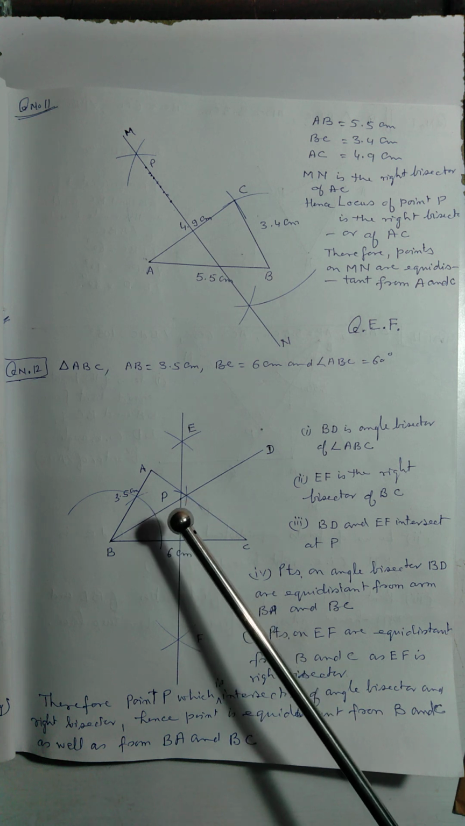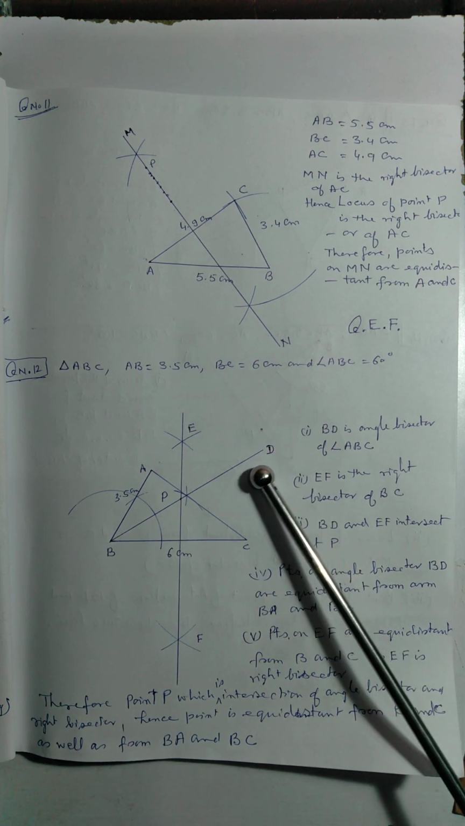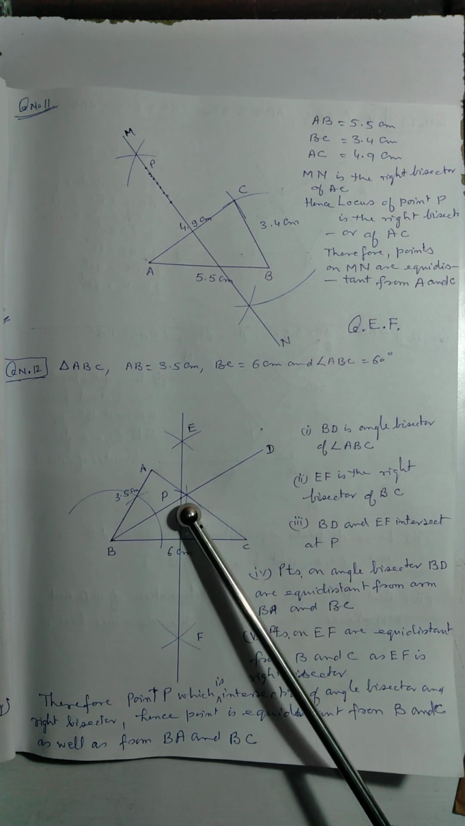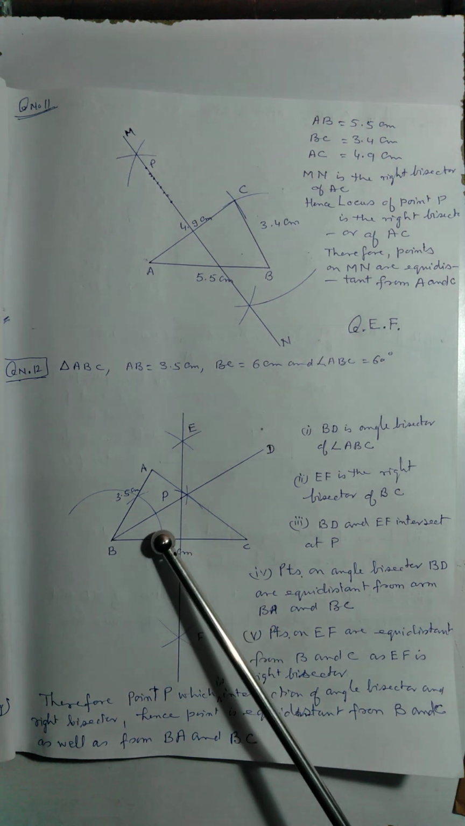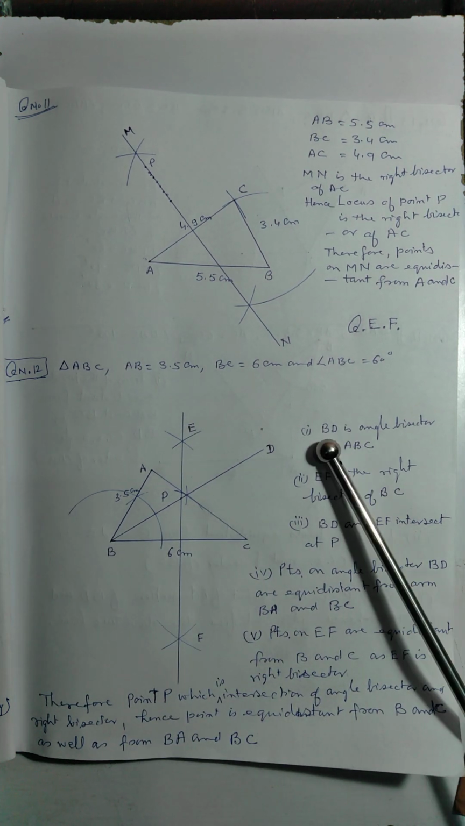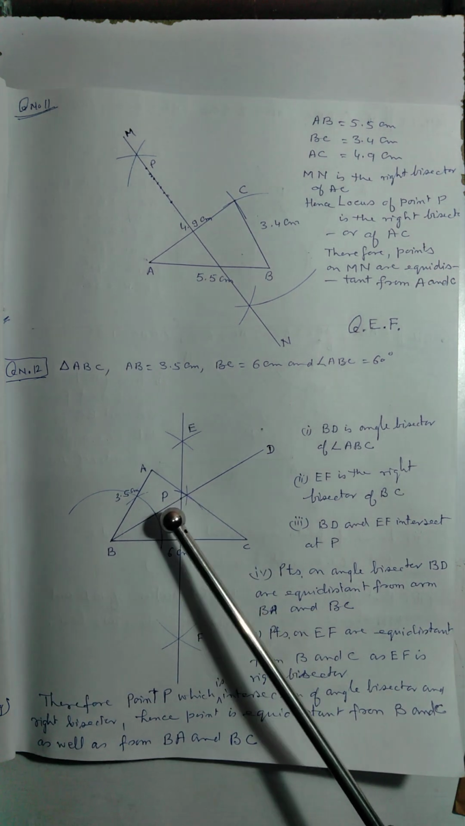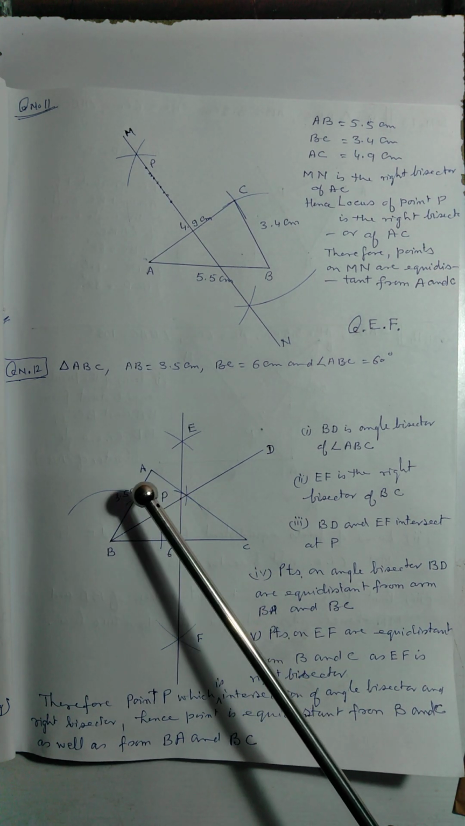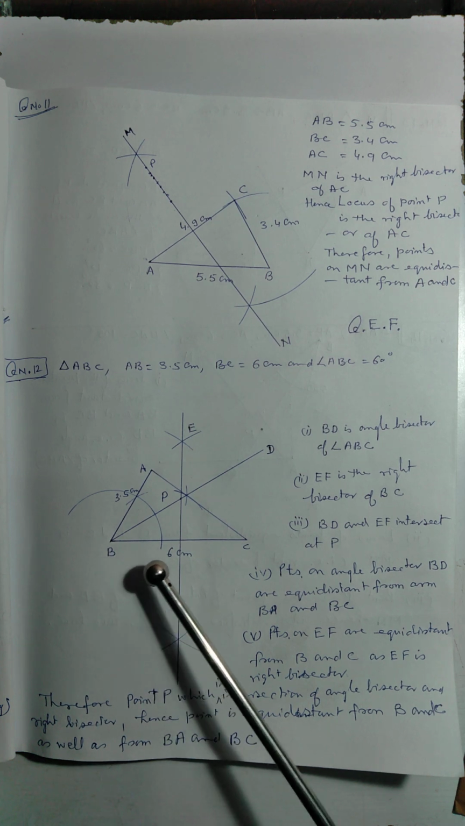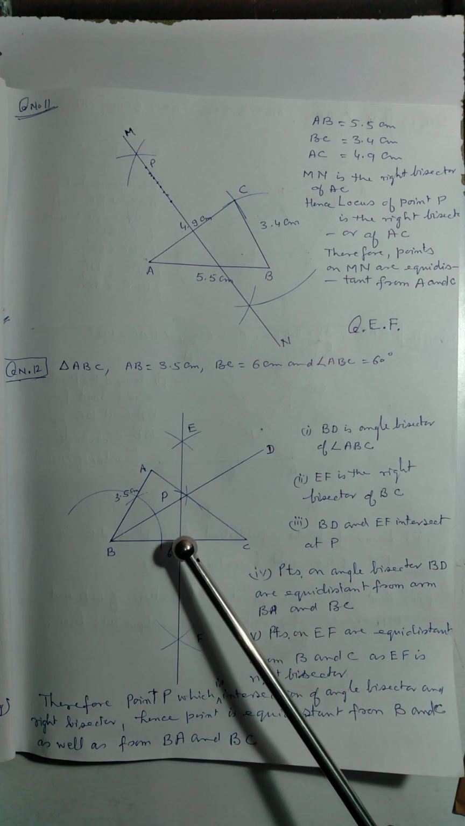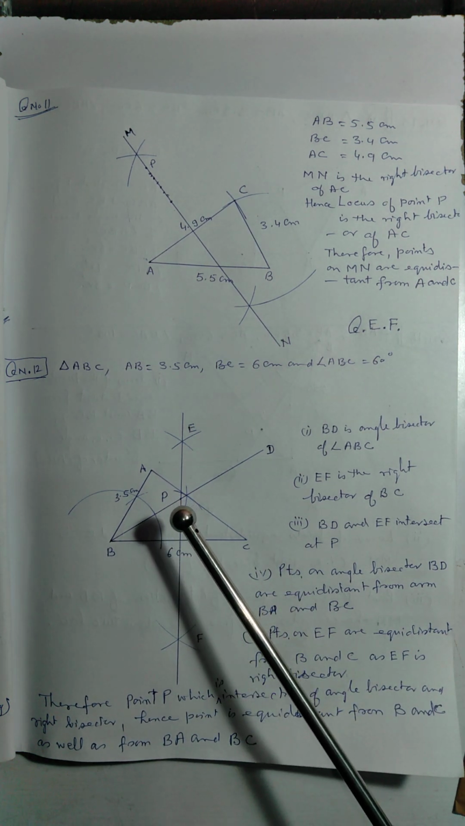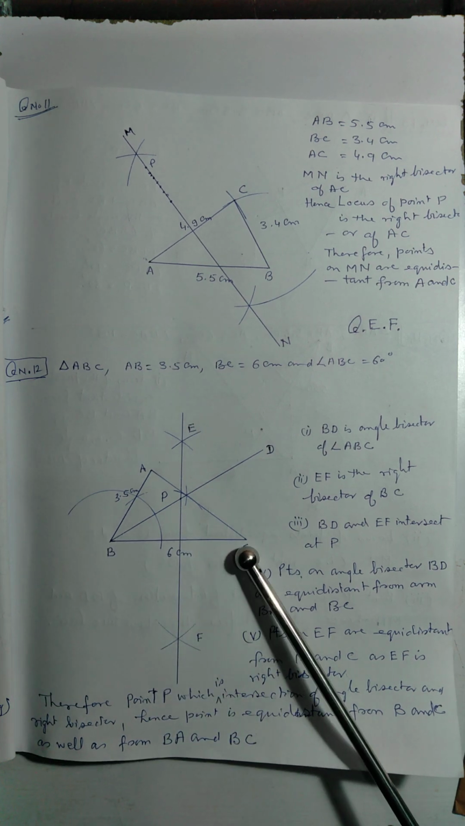At the intersection of BD and EF, that is P. P is the point of intersection of the right bisector and the angle bisector. Therefore, P satisfies both conditions. That P is the point which is equidistant from AB and BC, and P is a point which is equidistant from B and C.